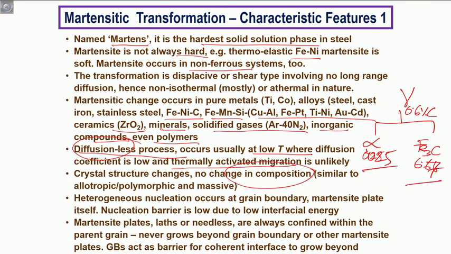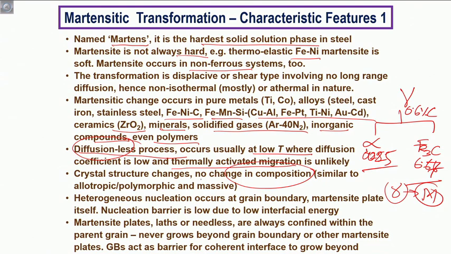In case of martensite, there is no such solute segregation or solute separation. So, whatever carbon you have in gamma will be retained in martensite. In other words, you actually produce a highly supersaturated solid solution. We will come to that as to why martensite is so hard.